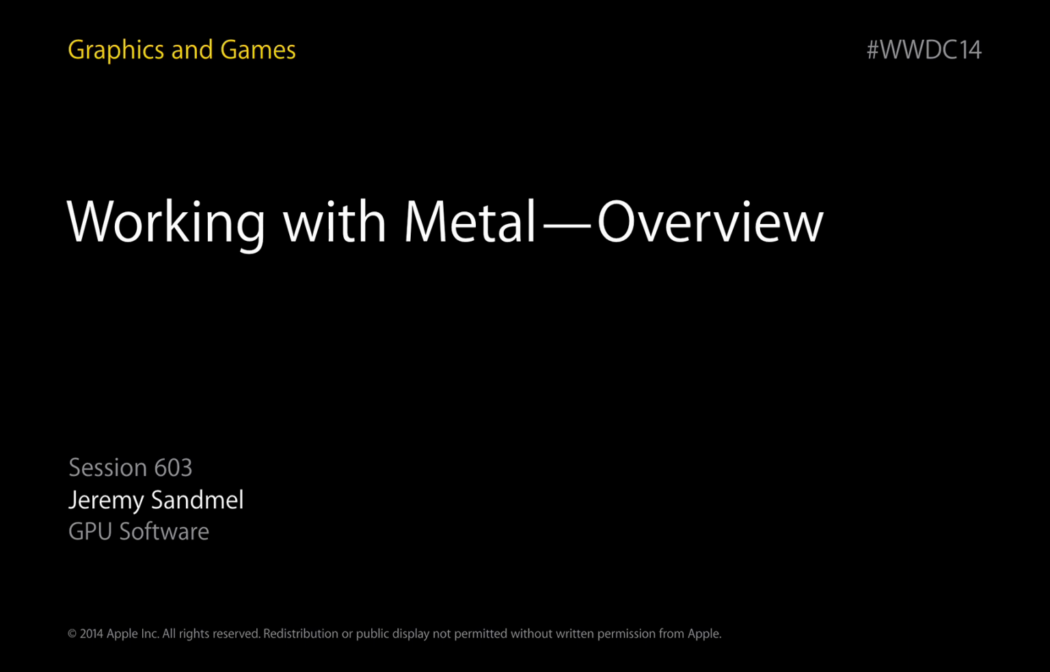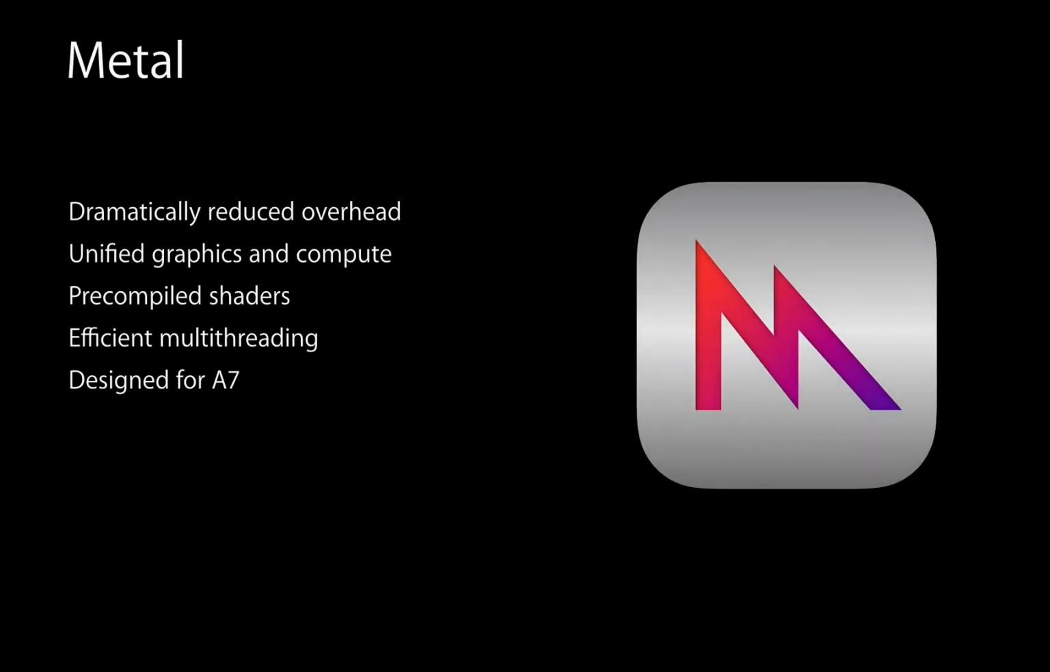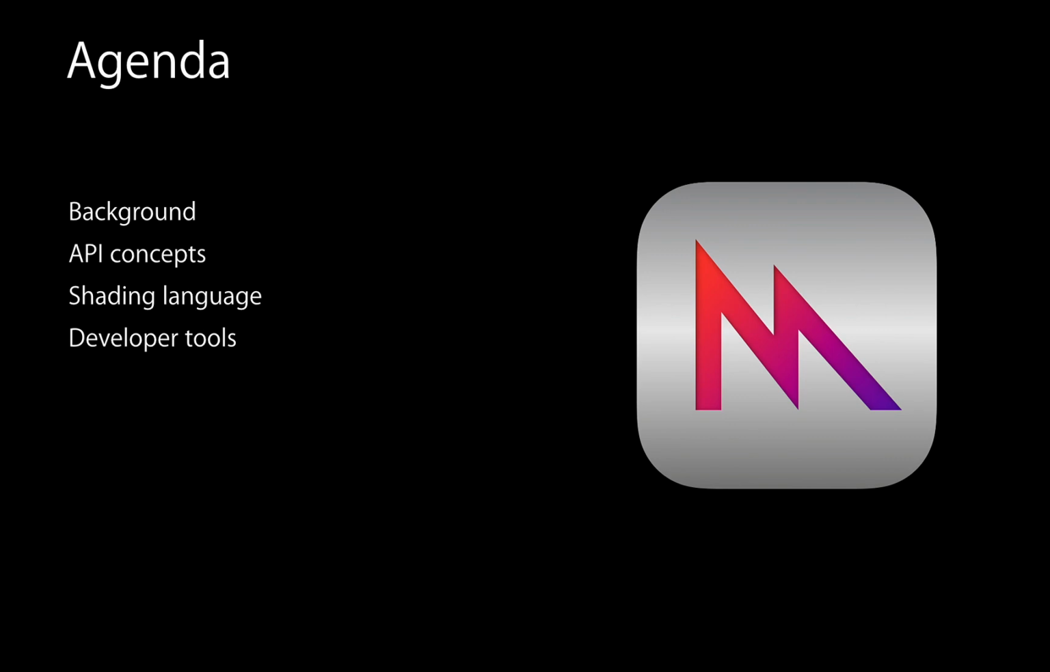Now, we're incredibly excited to get to talk to you today about Metal. We believe it's literally going to be a game changer for you, your applications, and for iOS. As you've heard in the keynote, Metal is our new low overhead, high performance, and incredibly efficient GPU programming API. It provides dramatically reduced overhead for executing work such as graphics and compute on the GPU. And with the support for pre-compiled shaders and incredibly efficient multi-threading, we designed it to run like a dream on the A7 chip.